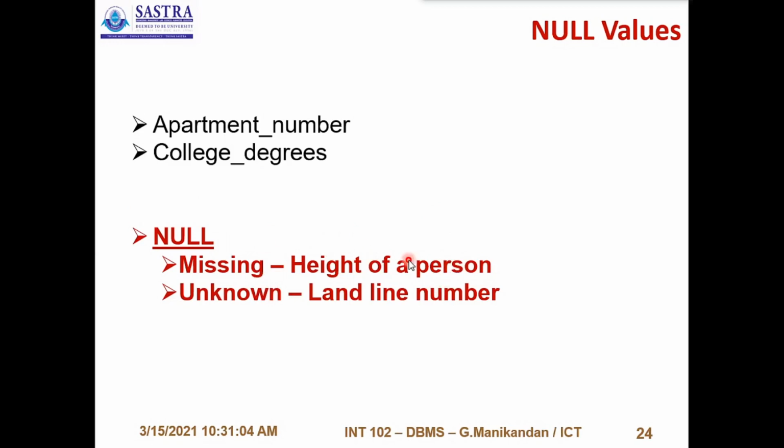In some situations, we don't have a condition saying that each and every house should have a landline number. So suppose I don't know whether that particular person has a landline or not. To represent such missing or unknown information, you can use the null value. Clear? Null is not an attribute. Null is a value that you can use for an attribute.